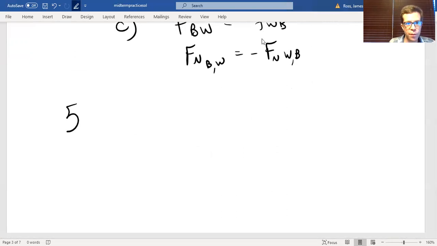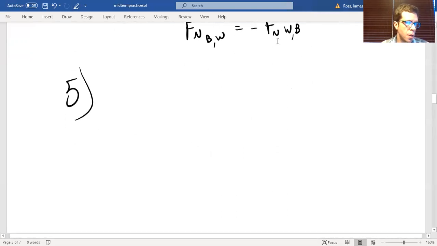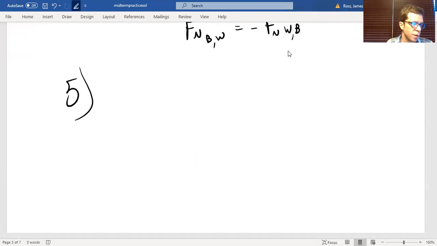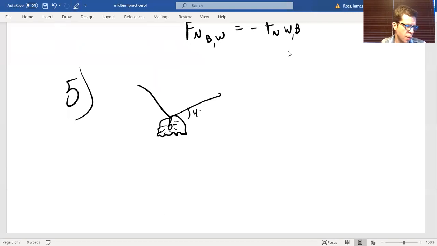All right, so number 5. A light fixture hangs from 2 thin chains. One makes an angle of 30 degrees with the ceiling, the other 40. If it has a mass of 2 kilograms, find the tension in each chain.